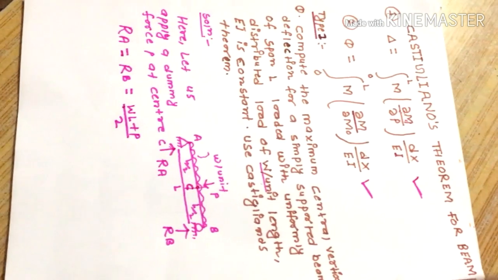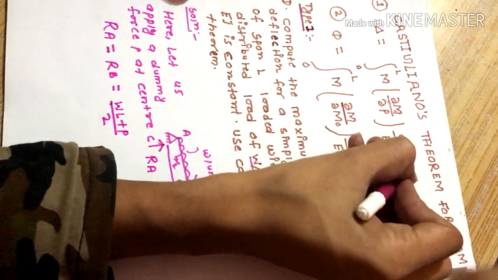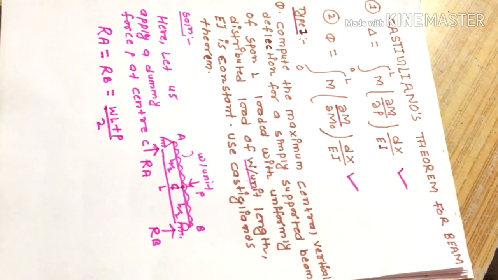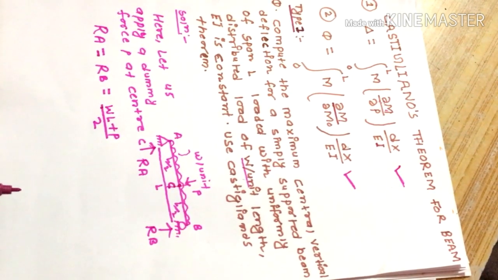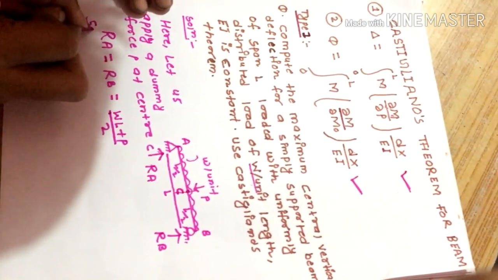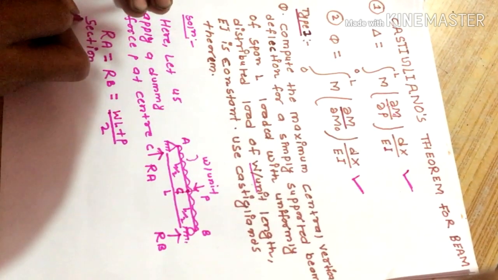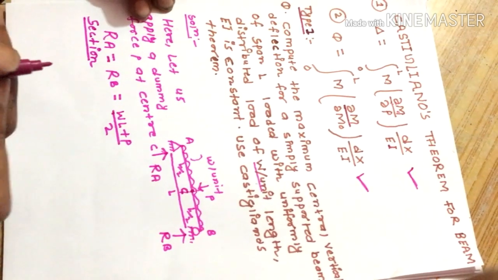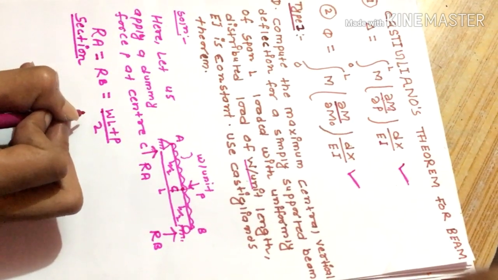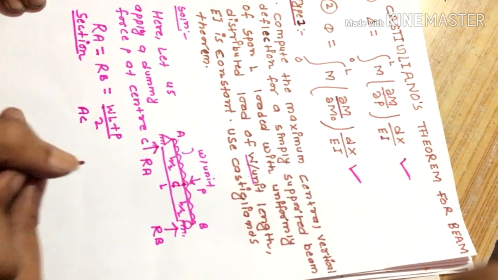Our next step is to calculate the central deflection. To calculate the central deflection, we use this formula, and according to this formula we calculate the data here. So let us proceed to the next step, that is section. Here our portions are AC and BC. So section AC, we can see in the figure, and next BC.